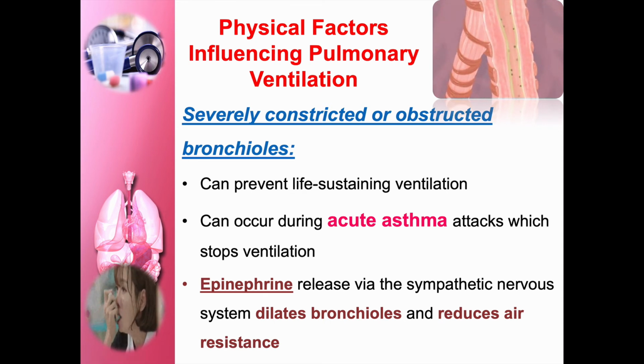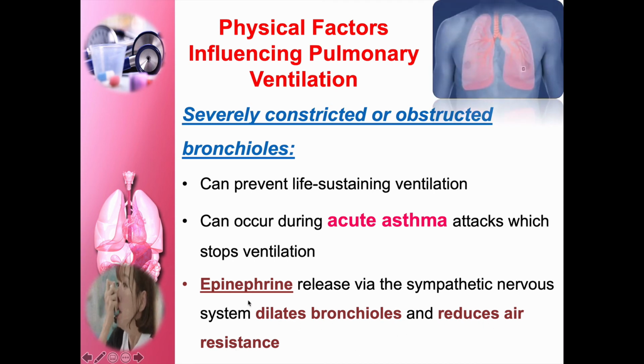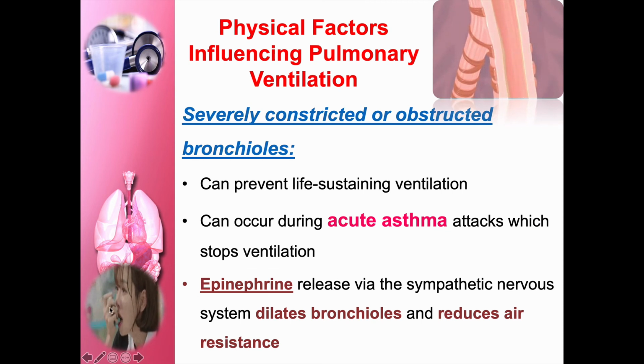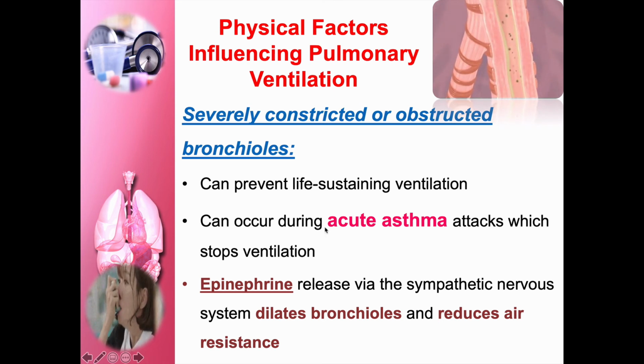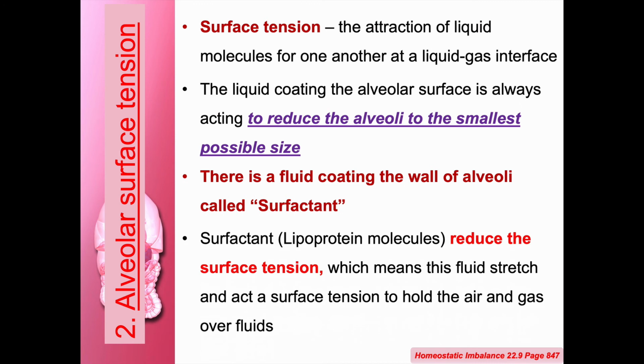Epinephrine release via the sympathetic nervous system dilates the bronchus and reduces air resistance. So we have to send a bronchodilator drug through this to act on these walls. That is the role of the bronchodilator drug. Then alveolar surface tension, as I told you, the type 2 cells in the alveoli secrete a substance called surfactant, that maintains the surface tension.